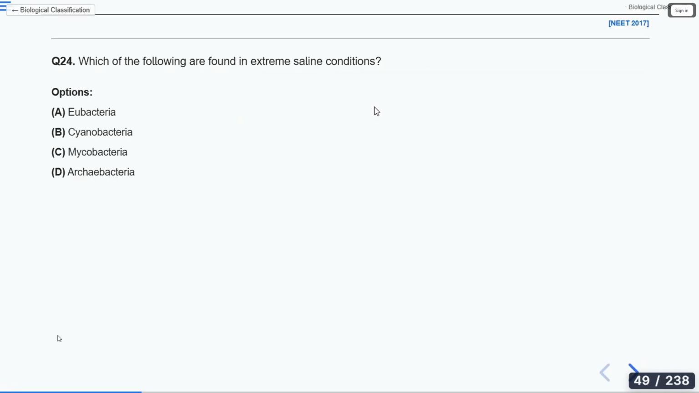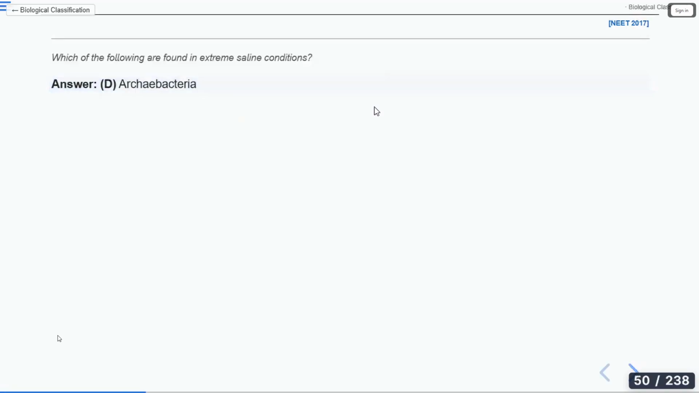What do you mean by saline condition? What do you mean by salinity? Salt. Extreme salt condition. Halophiles. Extremely salty. So that is saline condition. So which one can be seen in extreme saline conditions? Archaebacteria. So that is the correct answer.